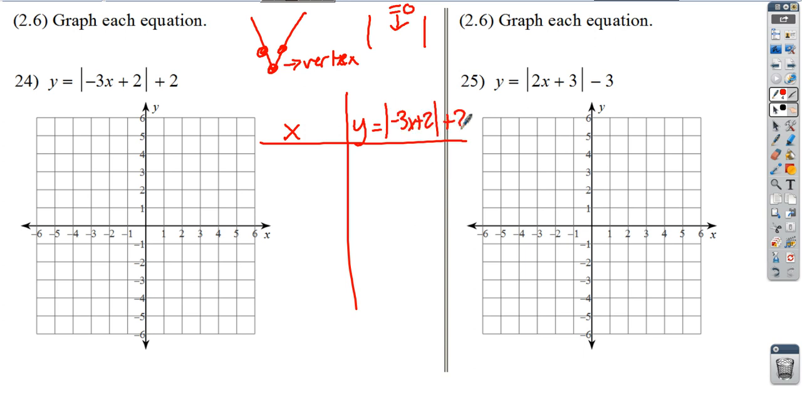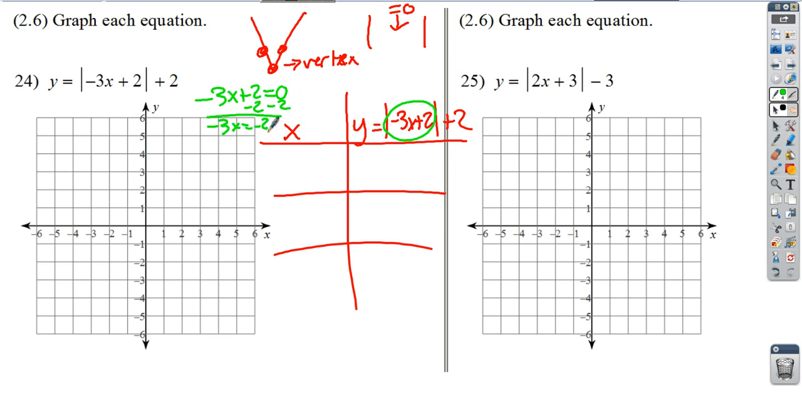Alright, so how do we find the vertex? Remember, we only need 3 points. The vertex goes in the middle. The way that we find the vertex is we're going to set this thing equal to 0, because that's where the vertex occurs. And then we'll solve it. So we'll subtract 2 from both sides. Negative 3x equals negative 2. Divide by negative 3. And that means x is equal to negative 2 over negative 3, which is the same as 2/3.